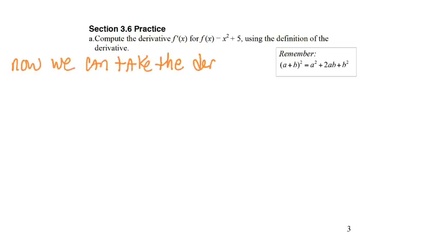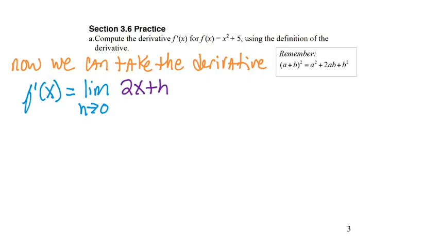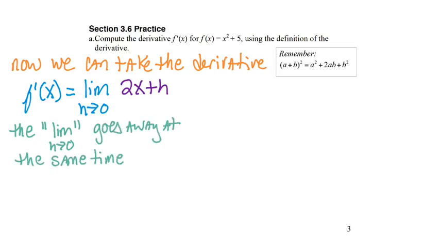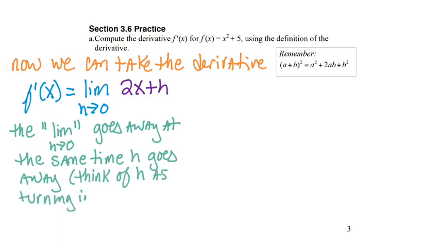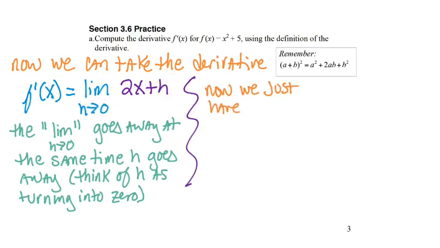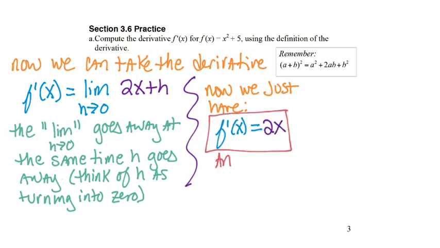So now we can take the derivative. We've got our simplified difference quotient, and we're ready to find f prime of x equals the limit of that simplified difference quotient 2x plus h. So the limit as h goes to 0 part is going to go away at the exact same time the h goes away. Basically, think of h as turning into 0, but it can only turn into 0 when the limit goes away. So the limit will go away and the h term is going to go away. So now we just have f prime of x equals 2x. This is our answer.